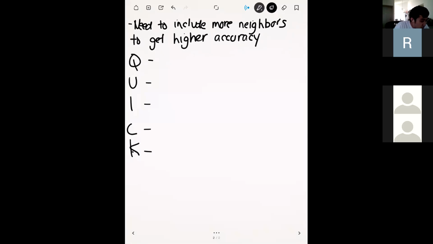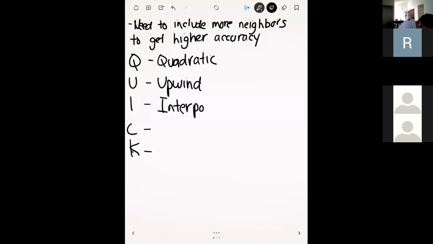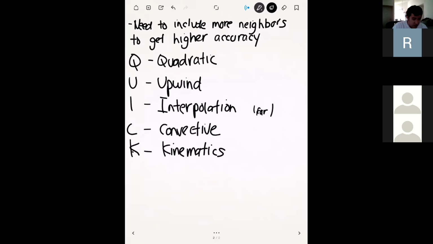So the acronym stands for, let me see, quadratic upwind interpolation, and then there's a 4 for convective kinematics. So the name isn't important, but if you see the QUICK scheme with all capital letters, just know that it's an acronym that stands for this.